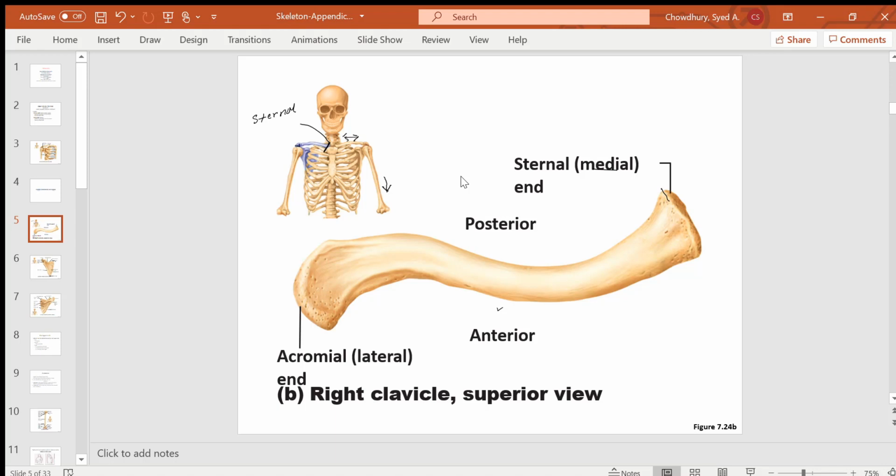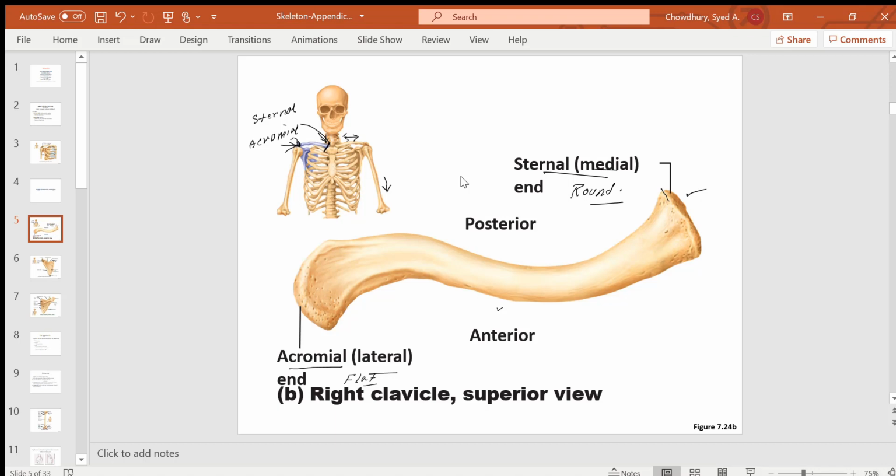And this end is attached to the acromion. That's why this is called the acromial end. So two ends: this is the acromial end, which is the lateral end, and this is the sternal end, which is the medial end here. Now, the sternal end is kind of round, and the acromial end is flat.